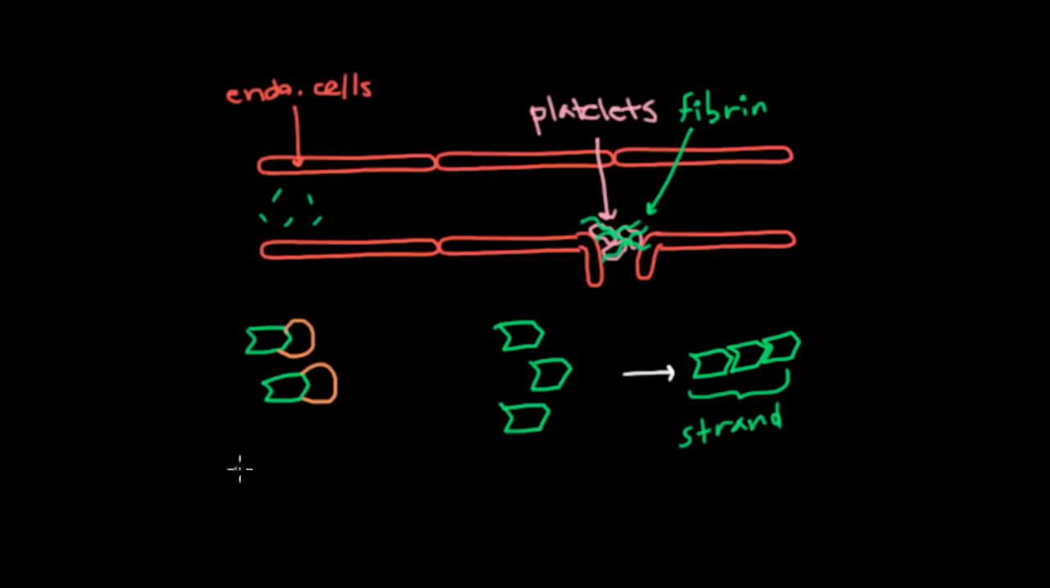So the name of this thing is fibrinogen, probably because it will form fibrin, hence the fibrinogen. And it's only when you convert fibrinogen to actual fibrin that the units can join together and form a strand. And so again, to repeat, you don't have fibrin circulating in your blood. You actually have fibrinogen.